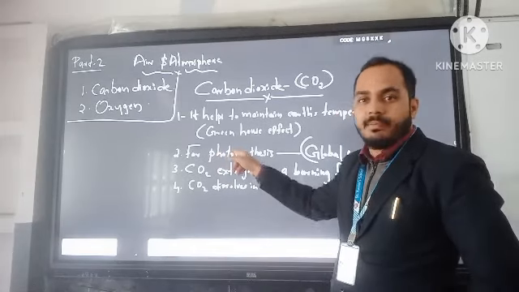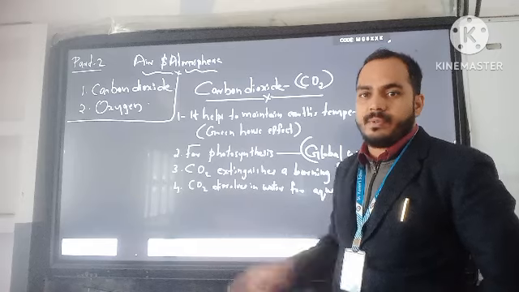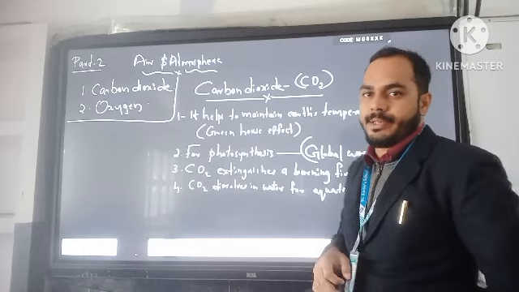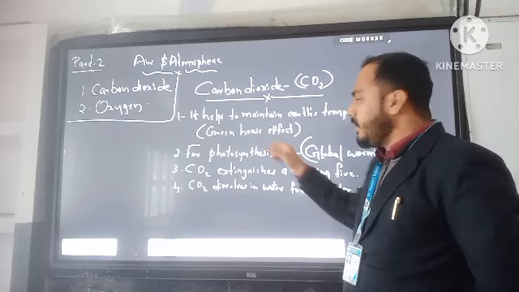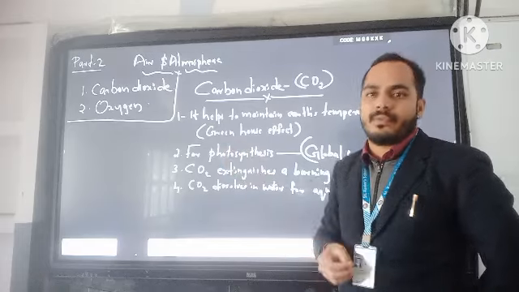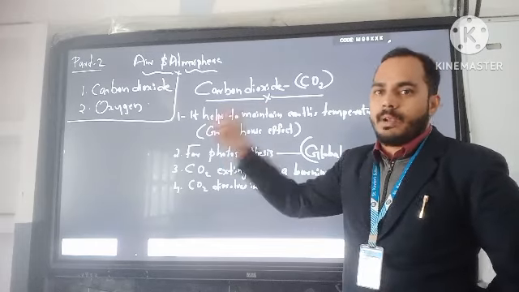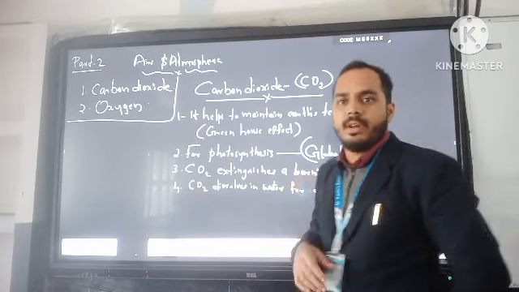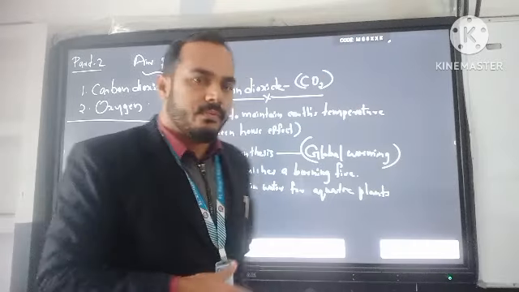Second one, for photosynthesis, carbon dioxide is a very important component. And an excess amount of carbon dioxide leads to global warming, that's dangerous to all life forms.